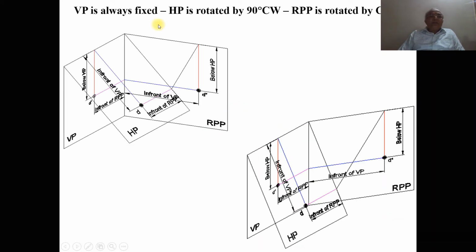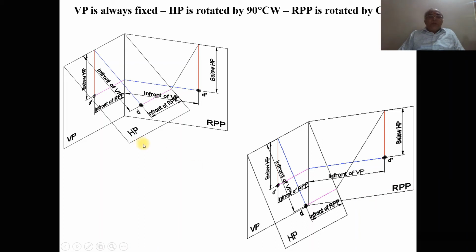Now when you rotate this, VP is always fixed and HP is rotated by 90 degrees clockwise and RPP is rotated in the counterclockwise direction. So this is the intermediate position of how it is going to be rotated. It will be with a less angle and this with a more angle. Finally, both VP and HP will be overlapping and RPP will go to the right side, and RPP will always be adjacent to VP. That is the reason why, when we want to decide the right side view, we always take the condition with respect to VP.